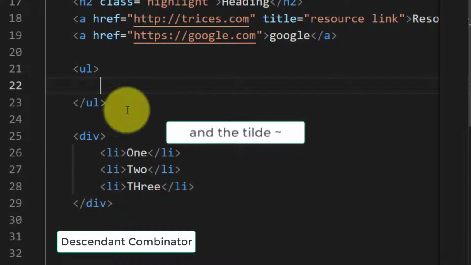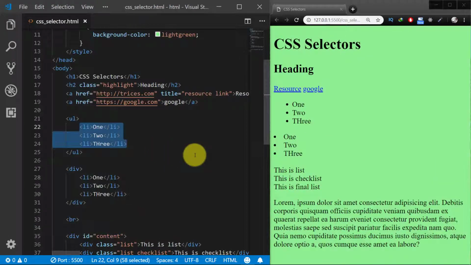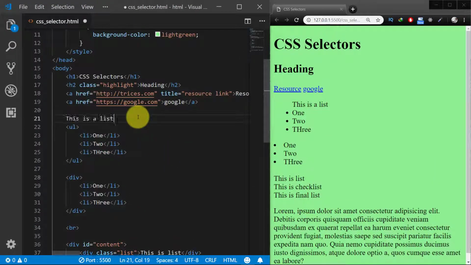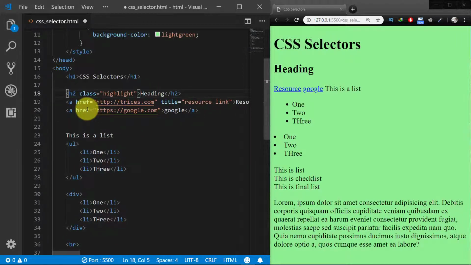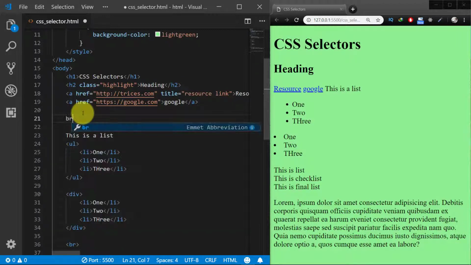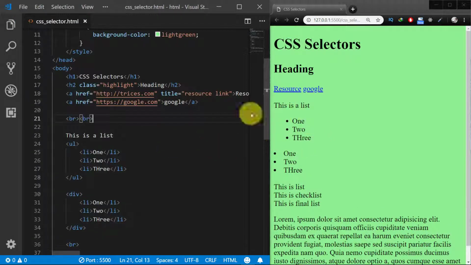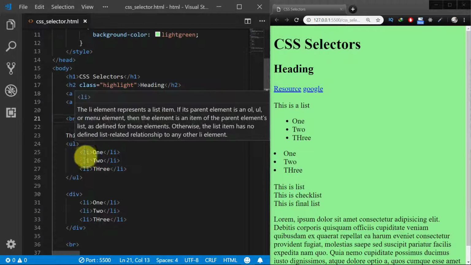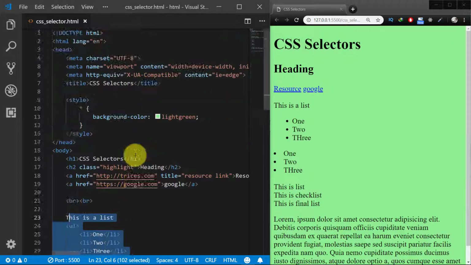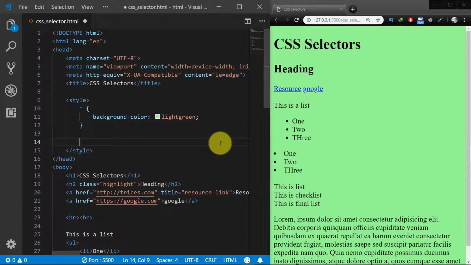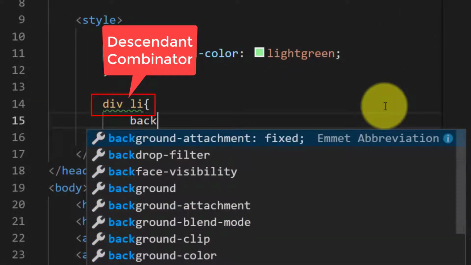Descendant Combinator. The Descendant Combinator is actually an empty space. The pattern of this combinator is simply two tags side by side with a space in between them. It selects elements that are descendants of the first element.